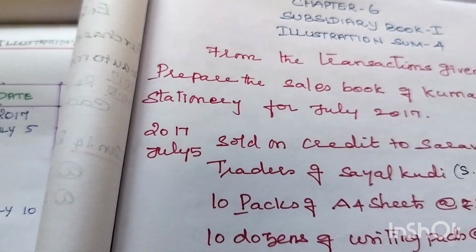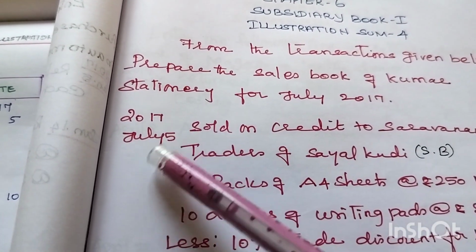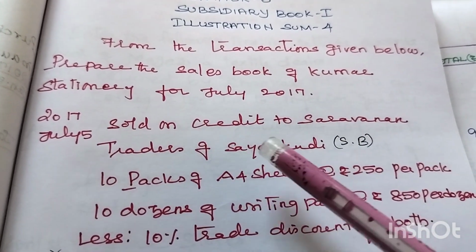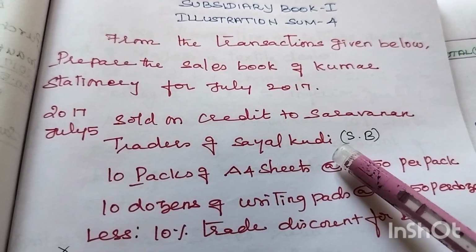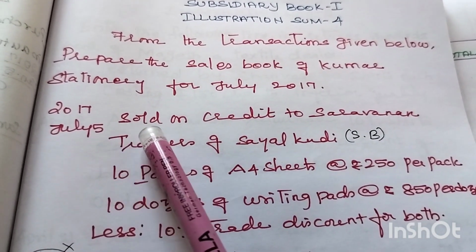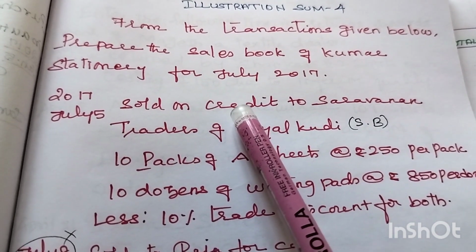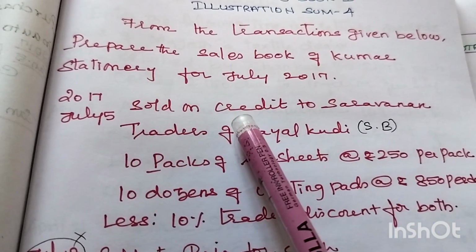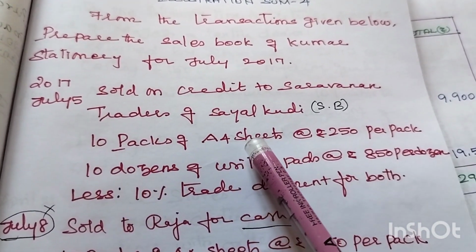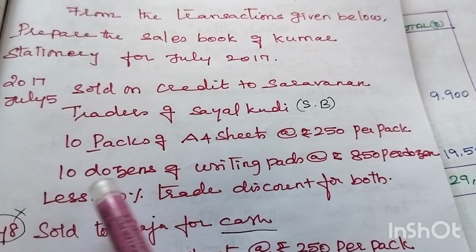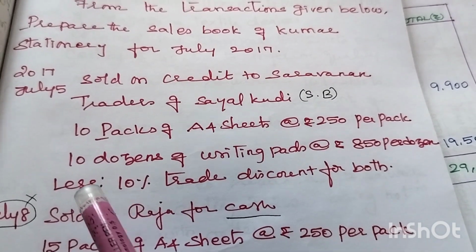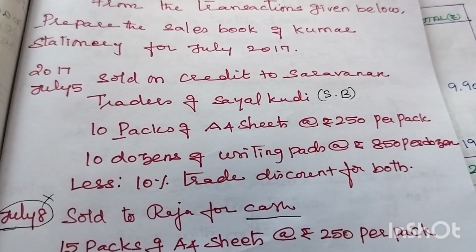Let's see the first transaction: 2017 July 5, sold on credit to Saravana Traders of Soyalkudi. So this is the sales book. What does this transaction tell us? This transaction clearly tells us this is a credit sale, so we are going to enter it into the sales book. 10 packs of A4 sheet at rupees 250 per pack and 10 dozens of writing pads at rupees 850 per dozen, less 10% trade discount for both.